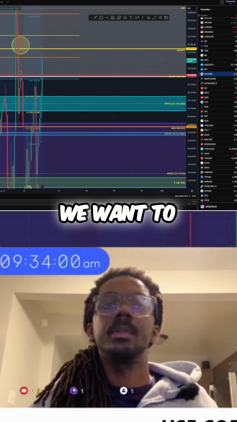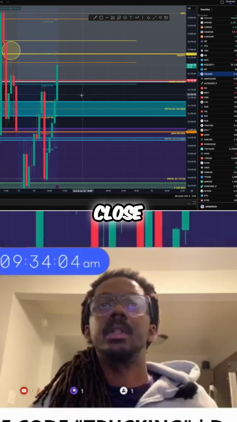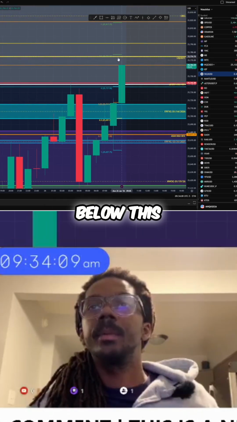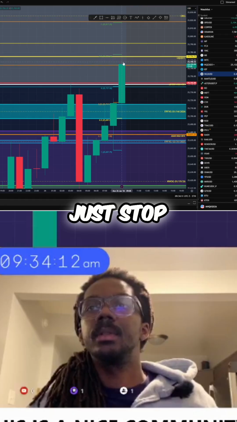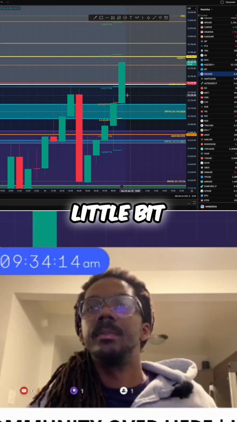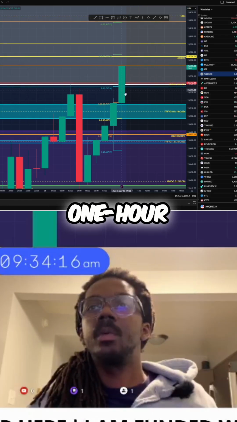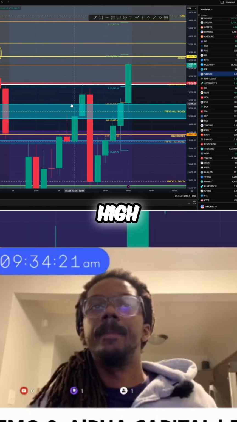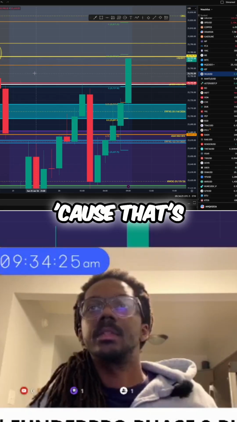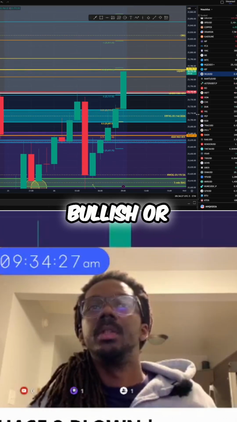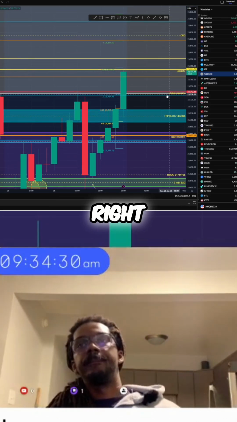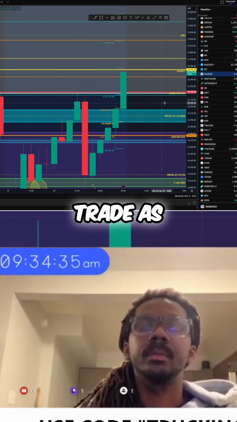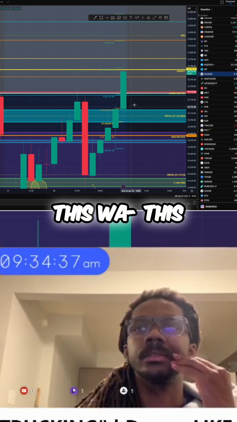On the hourly chart, we want to see how it's going to close. Because sometimes the market will do something like this. It might go right below this liquidity right here and just stop and then start to sell off for a little bit. So we want to make sure that this 1 hour candle is going to close above either this swing high or this swing high, because that's going to let us know how bullish or bearish we really are. So the reason why a lot of people can't help but trade as soon as the market opened is because obviously, yeah, this was pretty obvious.